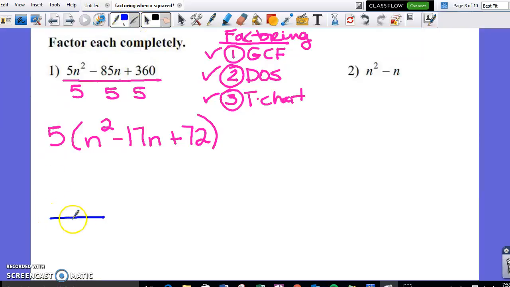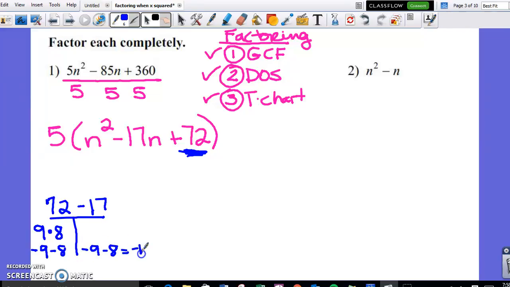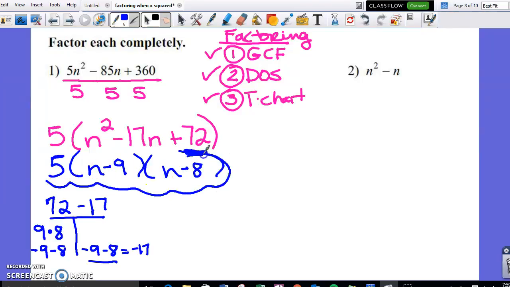So we're going to see what multiplies to the last term, which is 72, and adds to the middle term. Right off the top of my head, I know that 9 times 8 is 72, and that also equals 17. But I need it to be a negative 17, so I'm going to do negative 9 and negative 8. When I add those together, that's my magic combination. So you first separate the first term into n and n, and because 72 is not a perfect square, you say, okay, well, that's negative 9 and negative 8. This is your final answer.